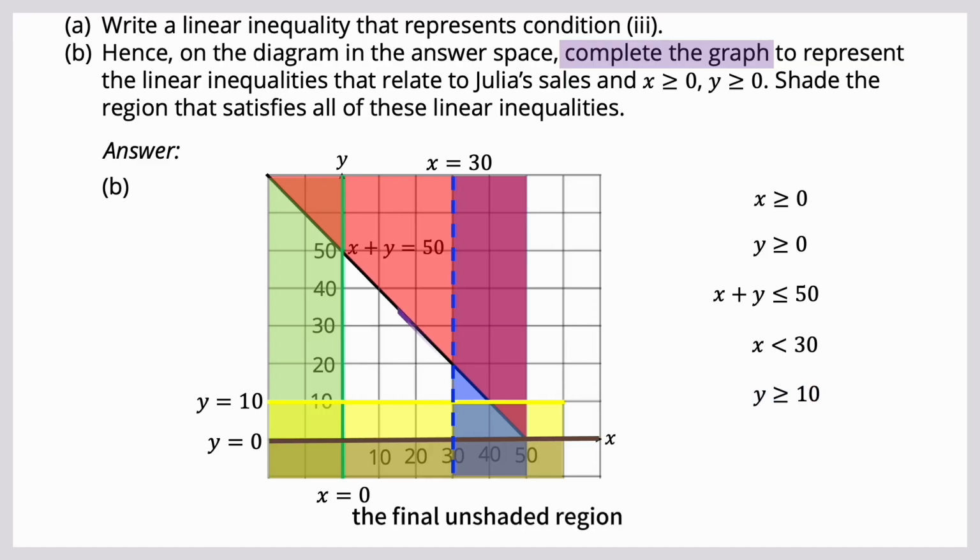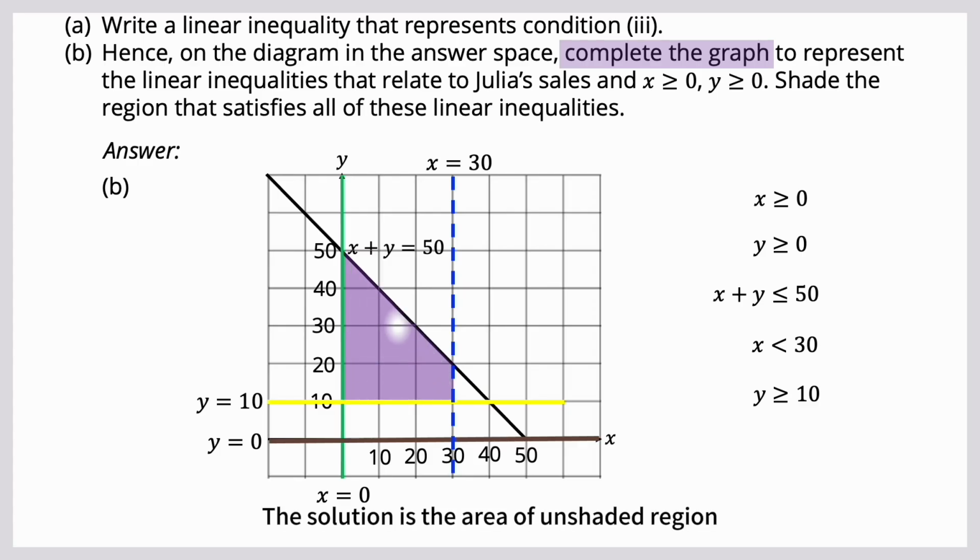In this way, the final unshaded region is where all inequalities are satisfied. The solution is the area of unshaded region. That is the set of values for x and y that Julia's sales could be.